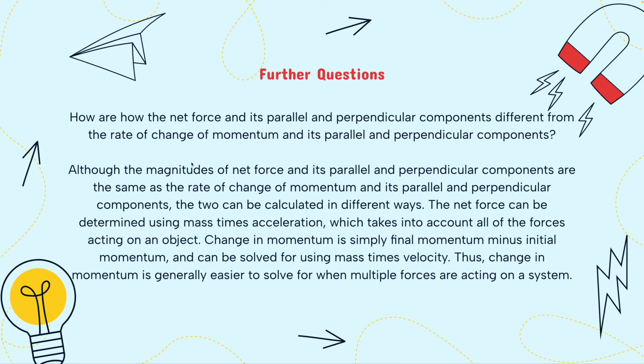So for the first question, although the magnitudes of net force and its parallel and perpendicular components are the same as the rate of change in momentum and its parallel and perpendicular components, the two can be calculated in different ways. Net force uses mass times acceleration, which takes account of all of the forces acting on an object, while change in momentum is just final momentum minus initial momentum and can be solved for using mass times velocity. So change in momentum is generally easier to solve for when multiple forces are acting on the system.